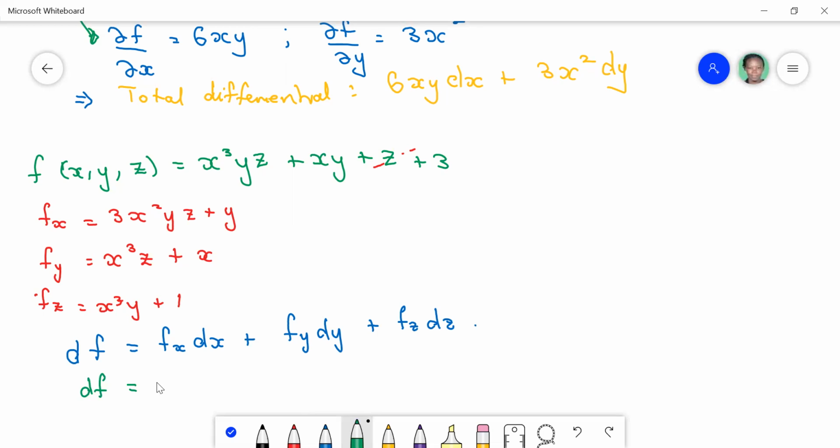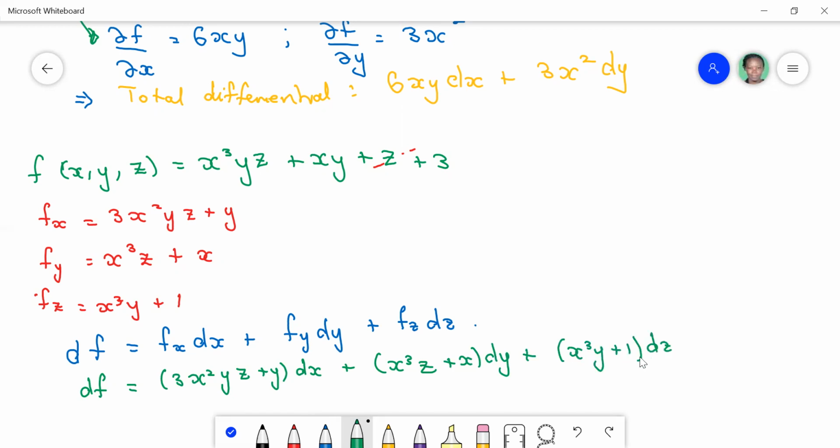So I have 3x squared yz plus y dx, plus this, which is x cubed z plus x dy, plus x cubed y plus 1 dz. So this becomes the total differential that I have.